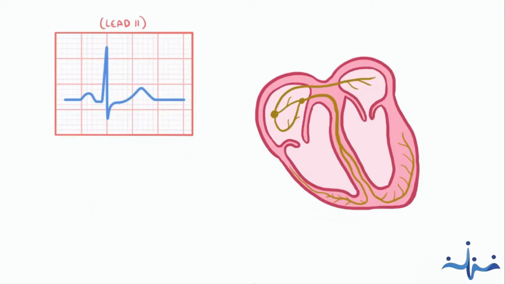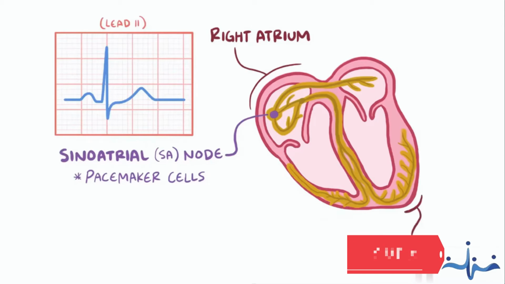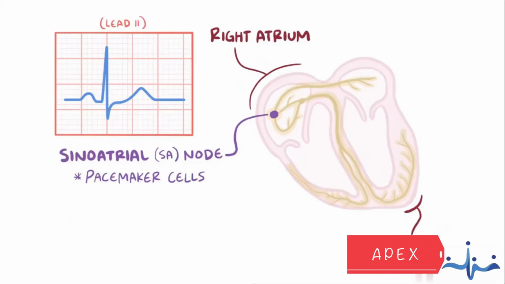In a healthy heart, everything starts at the sinoatrial node, or SA node, which is a little patch of tissue in the wall of the right atrium full of pacemaker cells. When one of these pacemaker cells depolarizes, a wave of positive charge spreads outward, and overall it moves from the SA node towards the apex of the heart. So it aligns pretty nicely with the lead 2 vector.